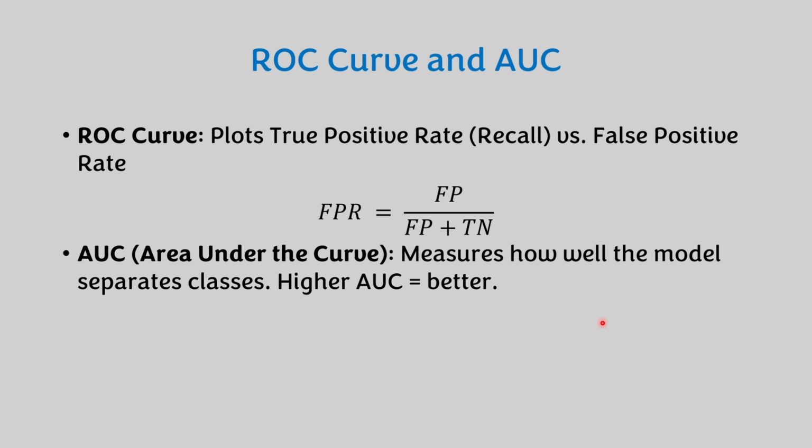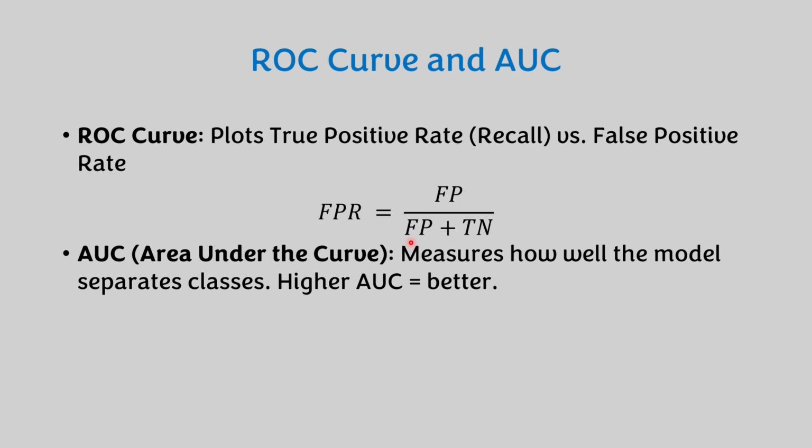Lastly, although we don't have an example for this, we'll be seeing it later in our programming tasks in the videos to come: the ROC curve. It plots the true positive rate, which is recall, versus the false positive rate. And the false positive rate is just computed by FP divided by FP plus TN.